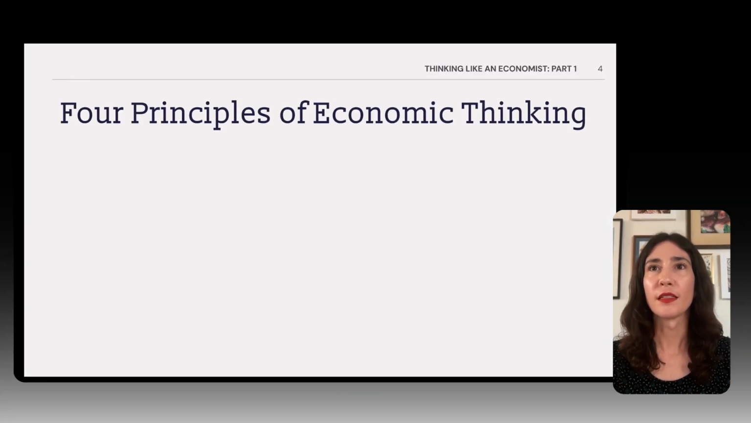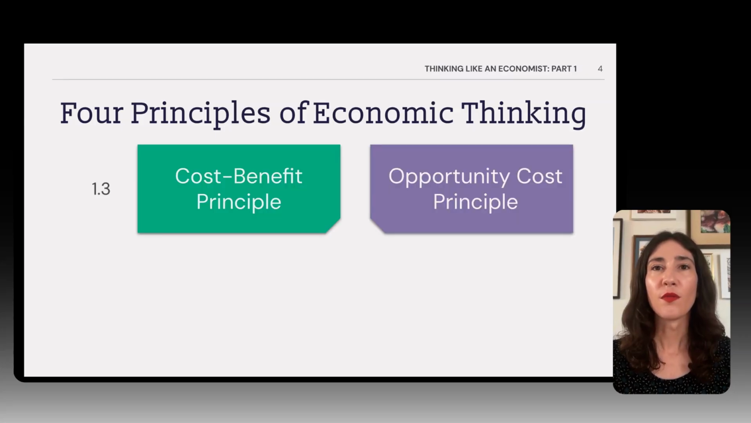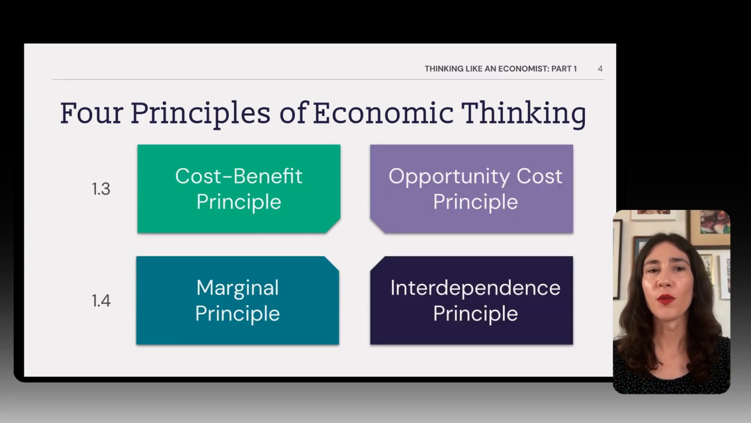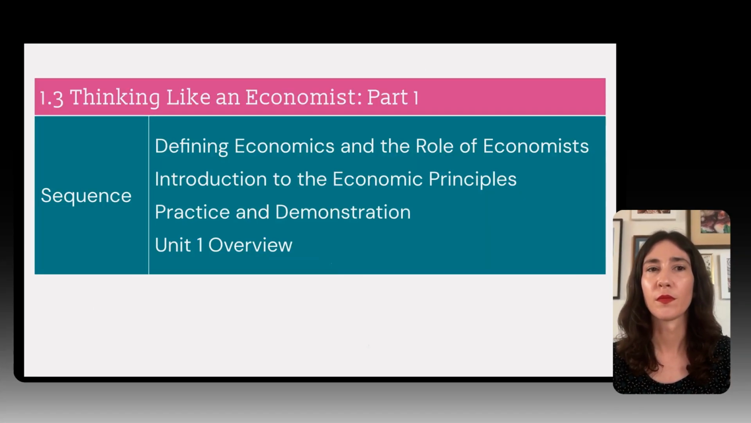The core of these 2 lessons is getting students comfortable with the 4 principles of economic thinking. In 1.3, we cover cost-benefit and opportunity cost principles. And in 1.4, we review the marginal and interdependence principles. So the sequence for 1.3 is defining economics and the role of economists, introducing those 2 principles, doing a practice and demonstration, and then handing out the Unit 1 overview.